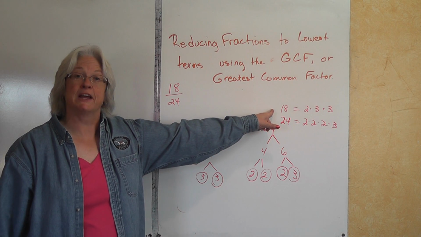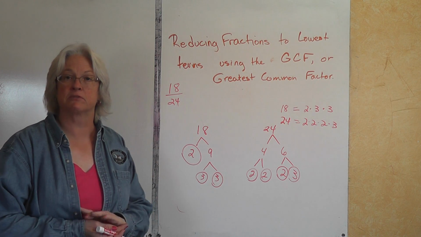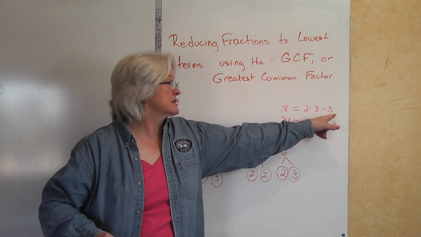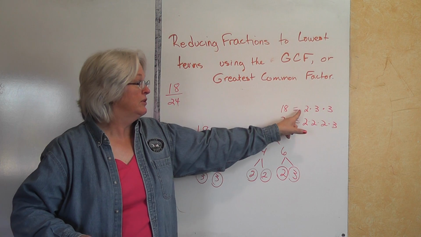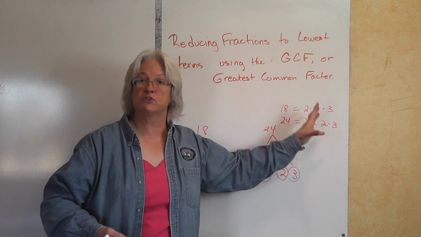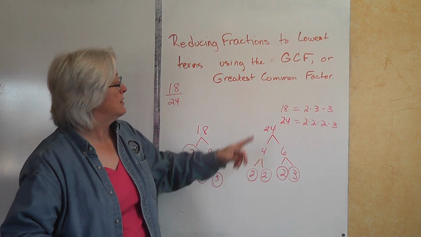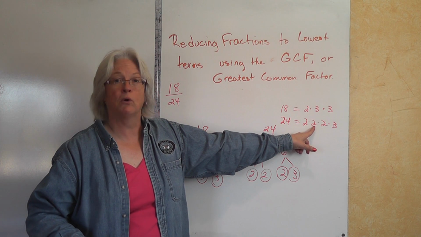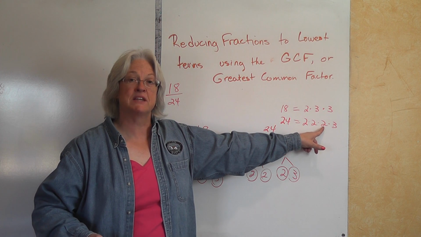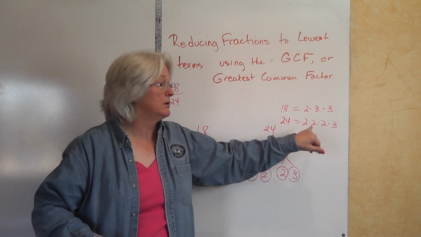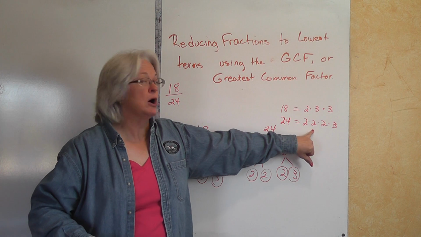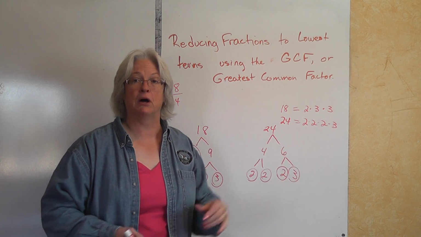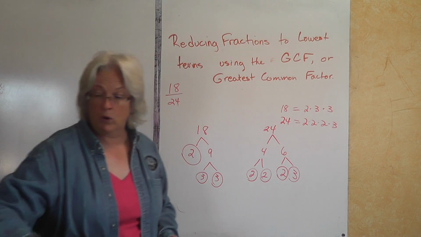The prime factorization of 18 is 2 times 3 times 3. Is that really true? Well, 2 times 3 is 6. 6 times 3 is 18. None of these factors are composite numbers. They're all prime numbers. Prime factorization of 24: 2 times 2 is 4. Times 2 is 8. Times 3 is 24. All of the factors are prime numbers. So this is the prime factorization of 24.